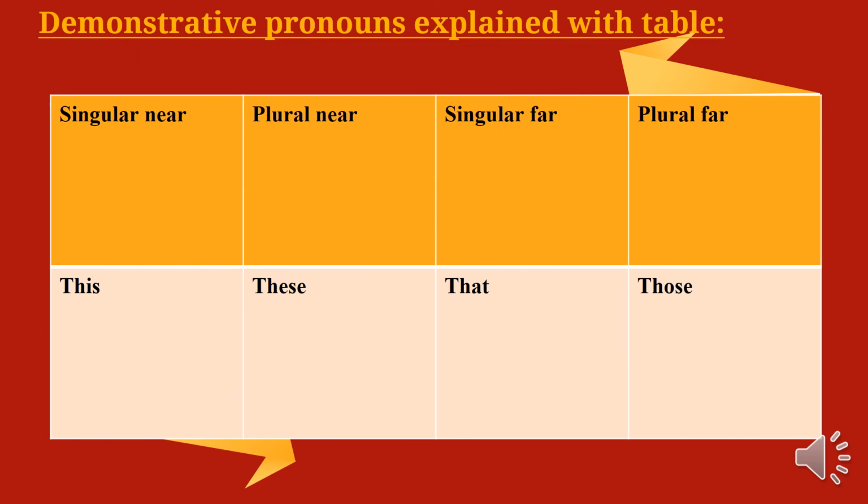Now let's understand demonstrative pronouns with the help of a table. The demonstrative pronouns used for singular and near object is this, while for near and plural objects the demonstrative pronoun used will be these. For singular and far object that is used, while for far and plural object those is used.